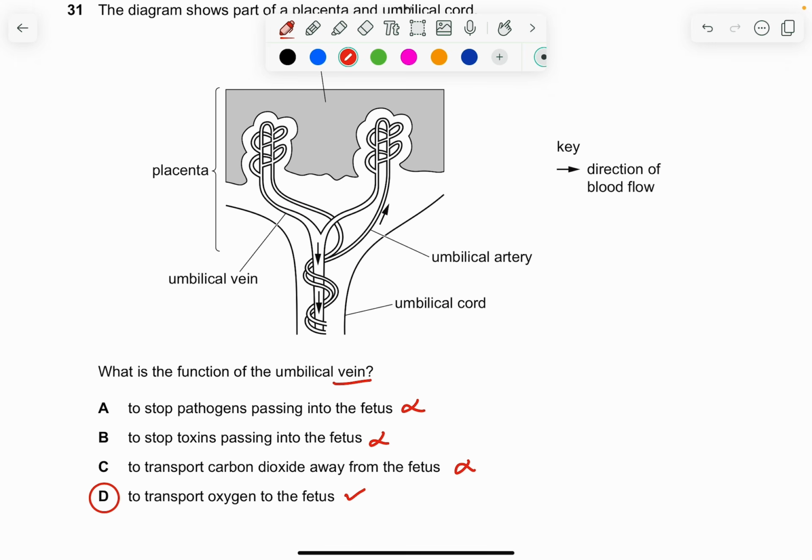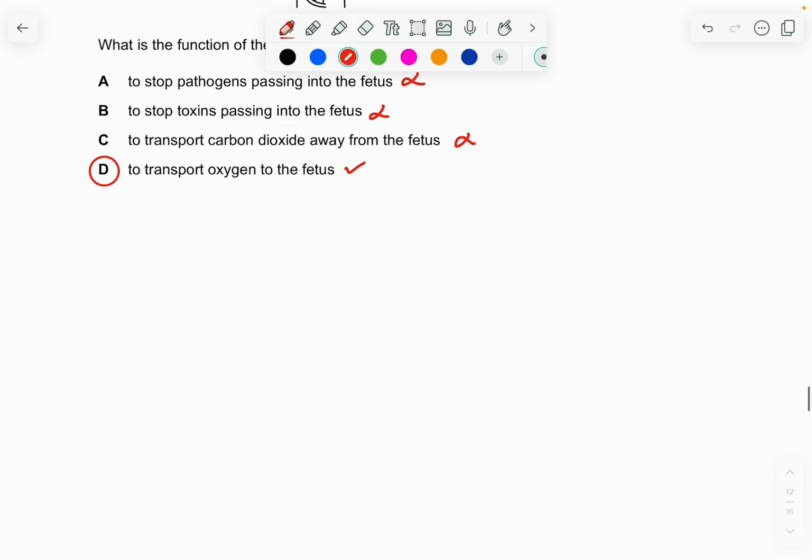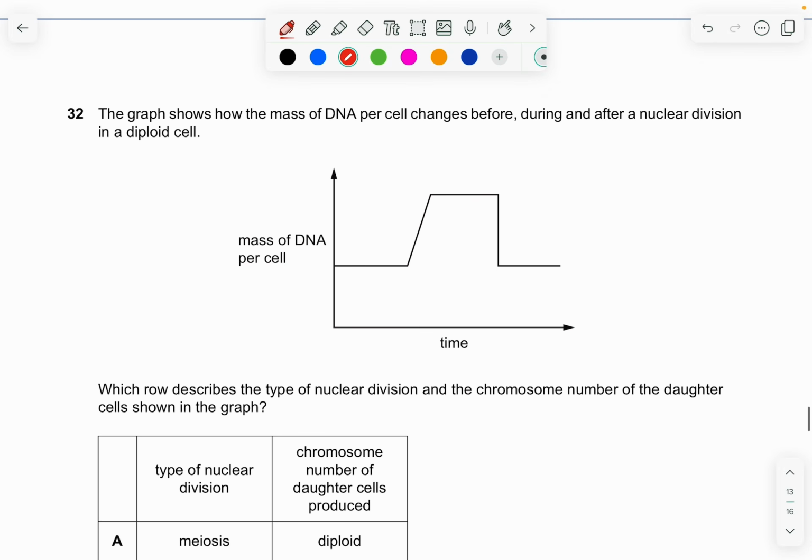You know why? It's because the vein is actually going into the umbilical cord. So you know that it's going from this direction to this direction. It means that oxygen is actually coming in instead of going out. So it's very important that you see the direction. The direction here is towards the artery. So instead, when it goes back into the bloodstream, it means that they are sending the waste materials back. Okay? So now let's go to question 32.